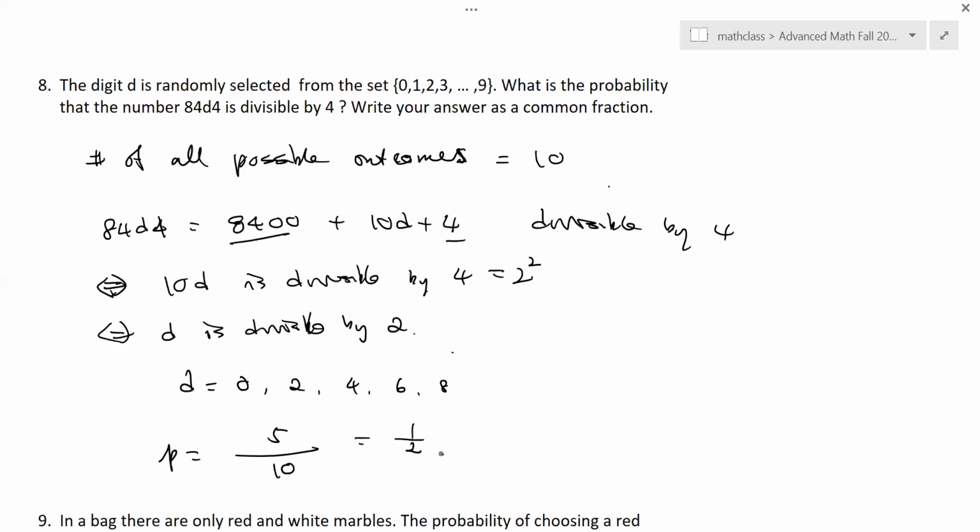You have a sum of 3 numbers divisible by 4, and 2 of them are divisible by 4 already, so the third one must be divisible by 4. But 10D is divisible by 4 if and only if D is divisible by 2, because 10 is already a multiple of 2. And then you see how many choices for D.